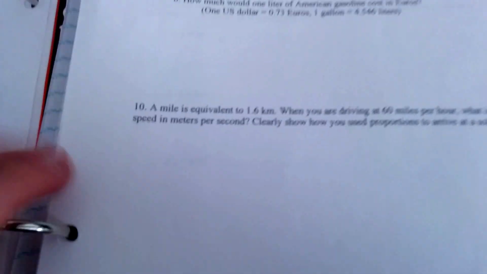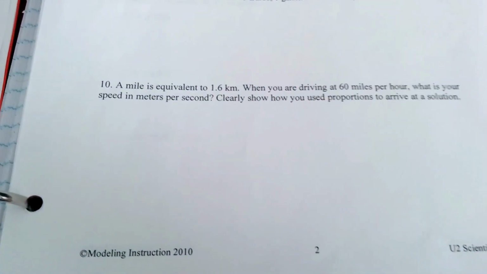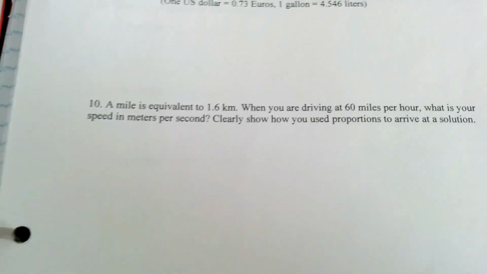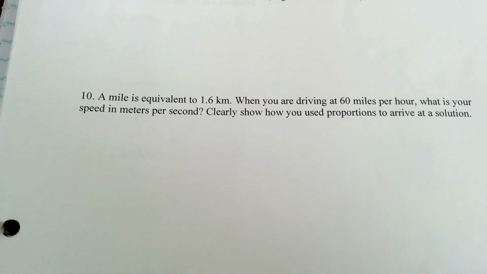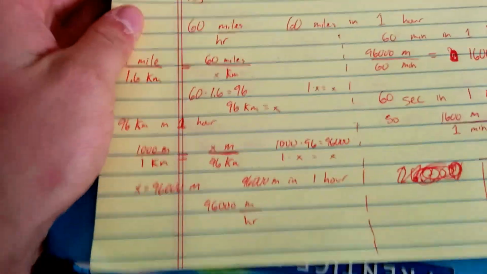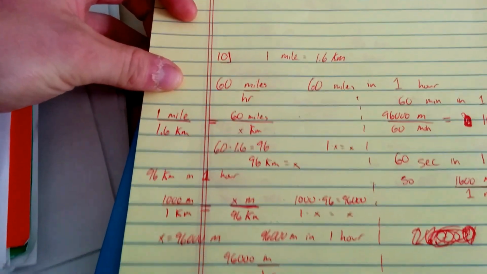So number 10 is probably the most difficult problem on the homework. A mile is equivalent to 1.6 kilometers. When you're driving 60 miles per hour, what's your speed in meters per second? Show how you use proportions to get there. So this is a two-part problem. I have 60 miles per hour, and I want to get that into meters per second.